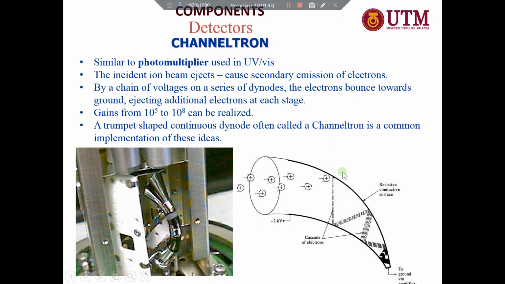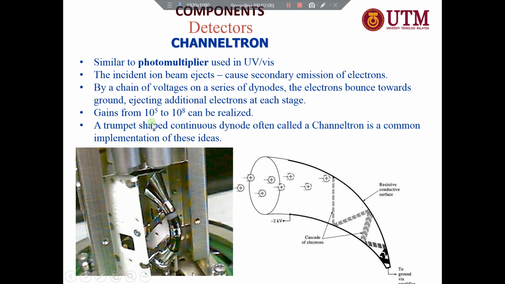Okay, the keywords over here: when our molecule hits the wall of the electrode, it will produce an electron. The electron will bounce towards the walls to the ground. Okay, dan apabila itu berlaku, the signal also will multiply significantly.